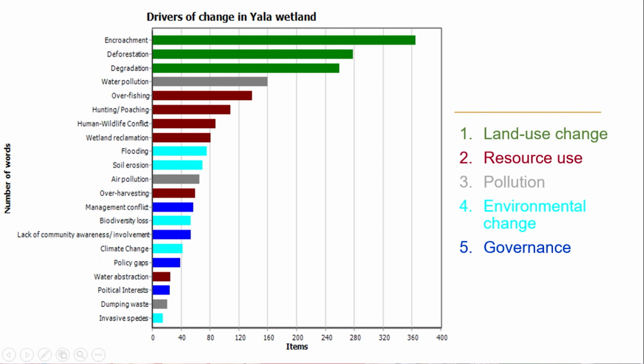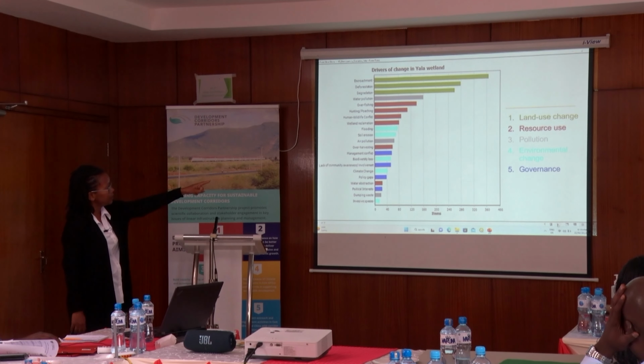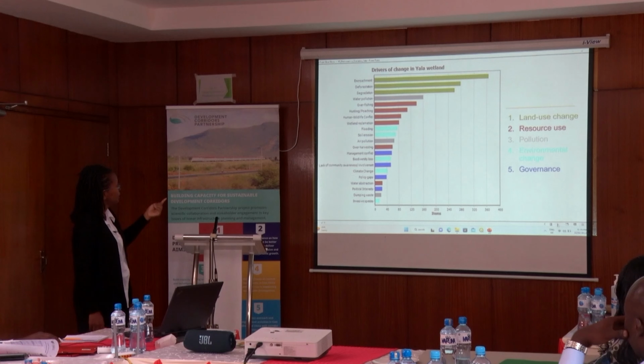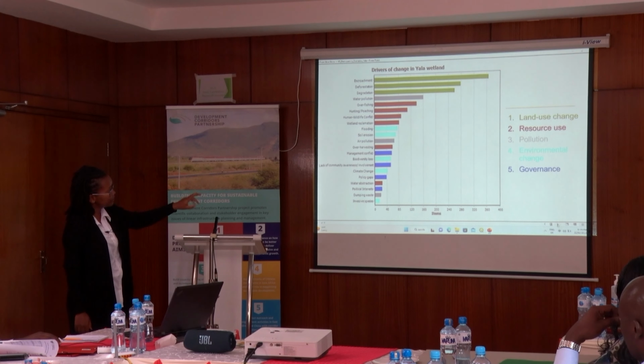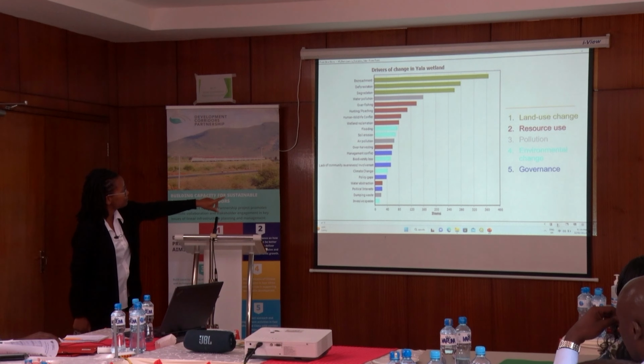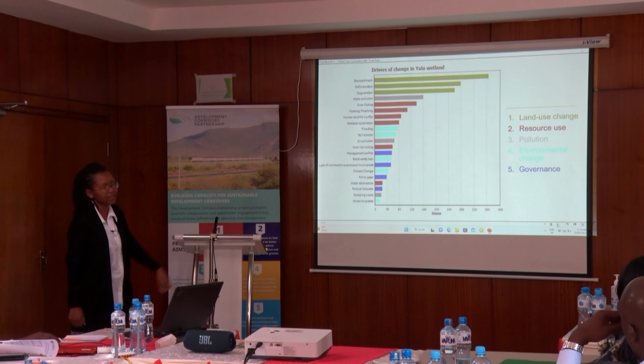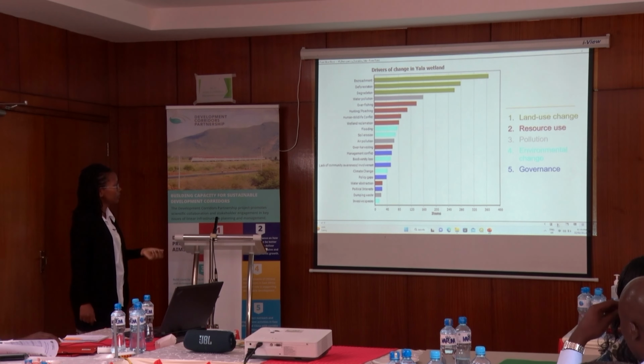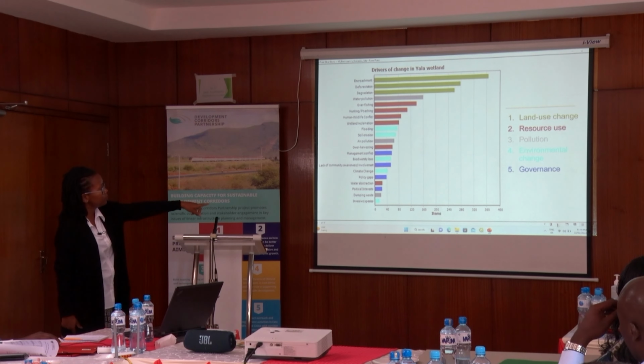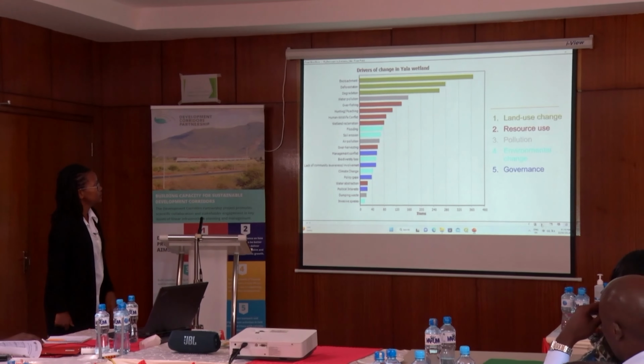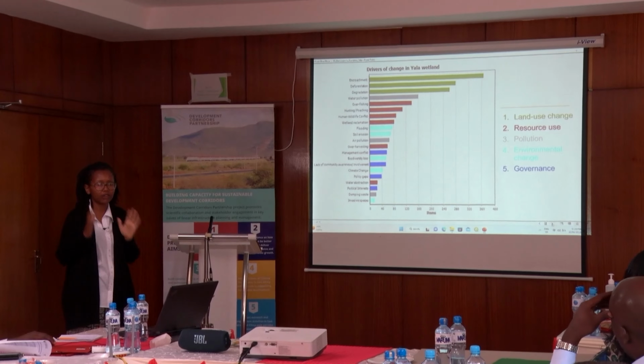wetland. The ones in the green, we group them under land use change. The ones in the maroon, resource use, things like overharvesting. Then there was pollution in the grayish, light blue, environmental change, things like flooding, soil erosion, and so on. And then the dark blue was governance issues. So those were the 5 major drivers of change.